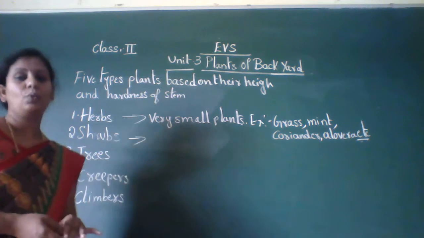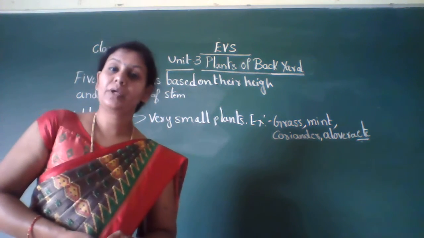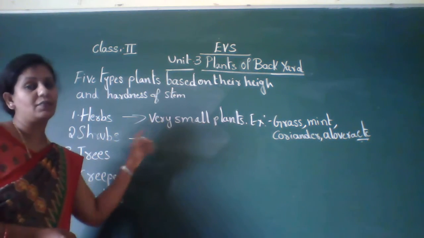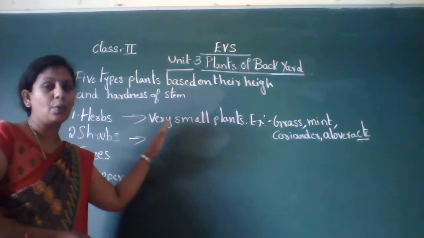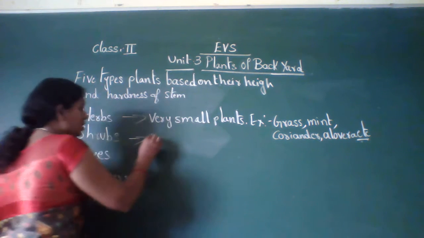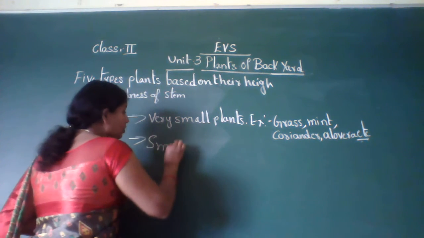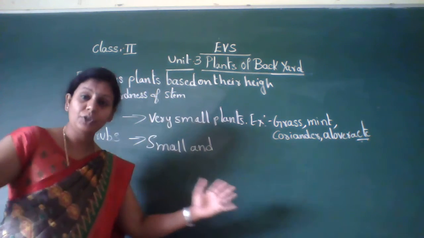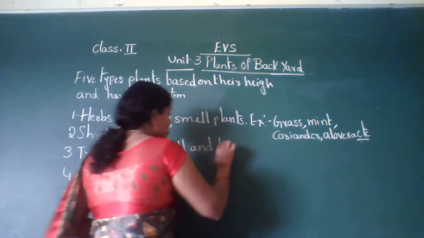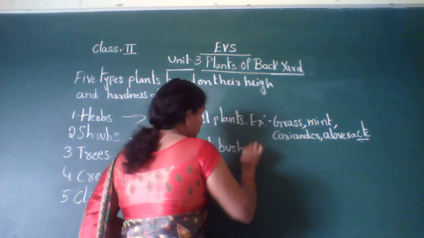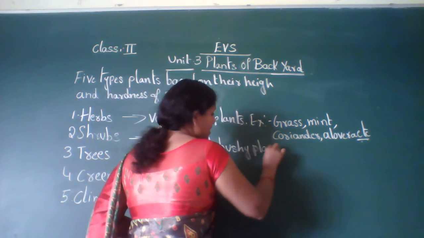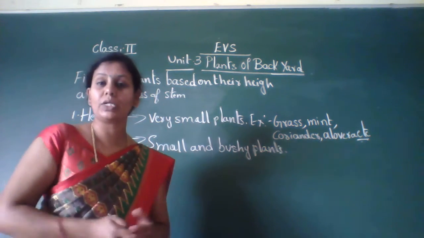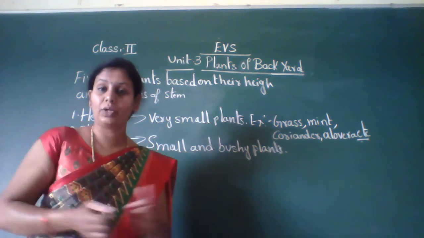Next, shrubs. What do you mean by shrubs? It is also small, but not very small. So very small is different from small. So herbs are very small, but shrubs are small, and one more thing is that they are small and bushy plants. Very good. Small and bushy plants which look like clusters. Cluster means group.